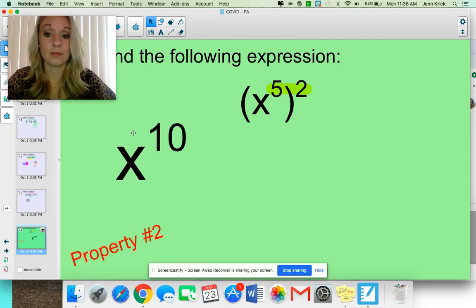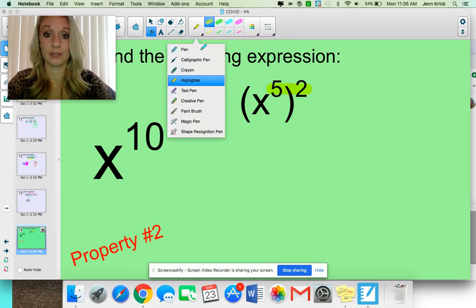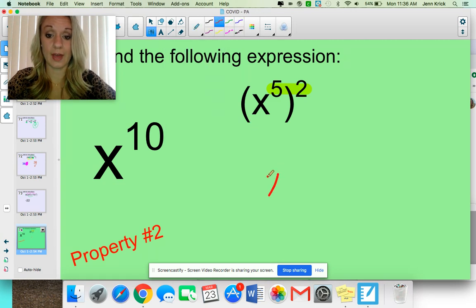The reason why you're multiplying them is that if you've got x to the 5th squared, that's like saying you've got x to the 5th power times x to the 5th power, because it's squared. We know from the property we just looked at, if you've got x to the 5th times x to the 5th, we just have to add those, and that becomes x to the 10th.